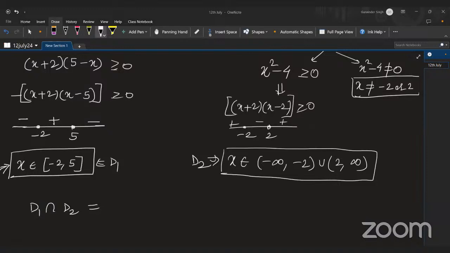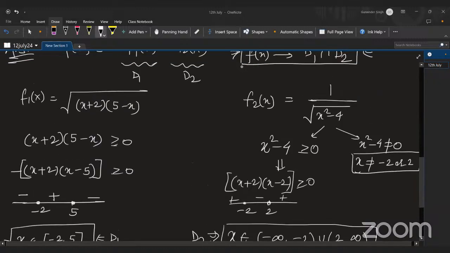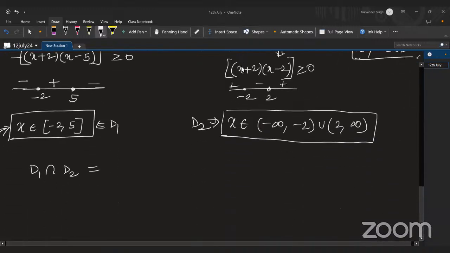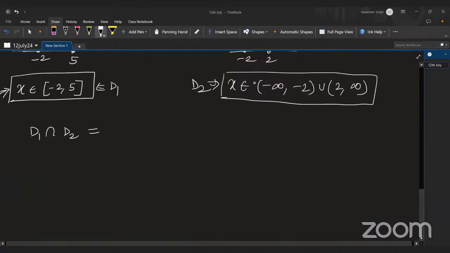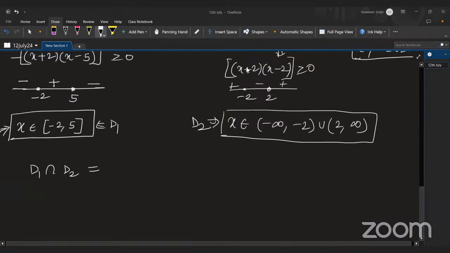2 comma minus 2 should not be present. It is 1 by this thing, no? So 1 divided by anything shouldn't be 0. That is what it is telling me. Acha, that's what you wanted to say. Okay. So tell me, what will be these two domains' intersection?